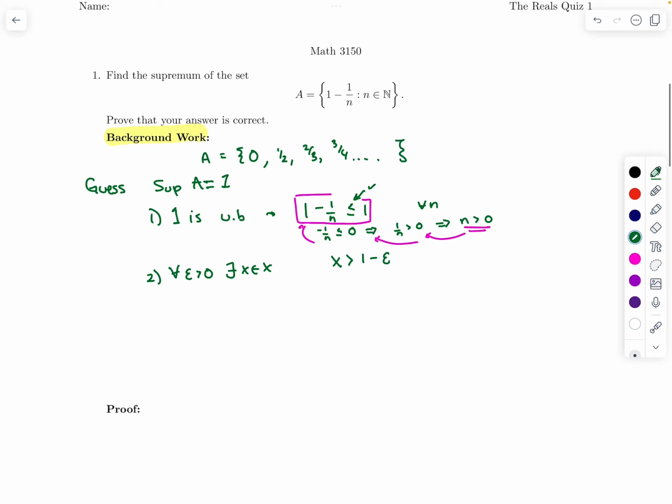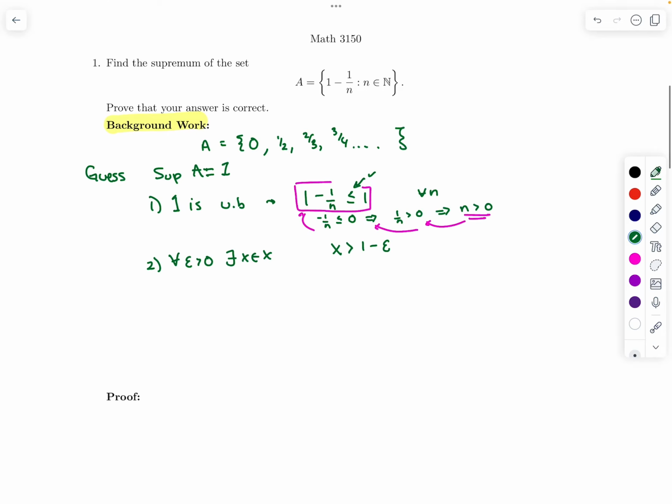Okay, so now let's think about the background work for the next part. Again, I'm trying to show for every epsilon greater than 0, there exists some x, I wrote here in x, but I meant in A, where that x is bigger than 1 minus epsilon. So if I think about all of my different x's in A, I'm going to get closer and closer to the supremum value of 1. But if I take something a tiny bit less than 1, I should be able to find something in the set bigger than that 1 minus epsilon. Because if not, then 1 minus epsilon would be bigger than everything in the set, which means 1 minus epsilon would be an upper bound, which contradicts the fact that 1 is the least upper bound. So those are the ideas that we have.